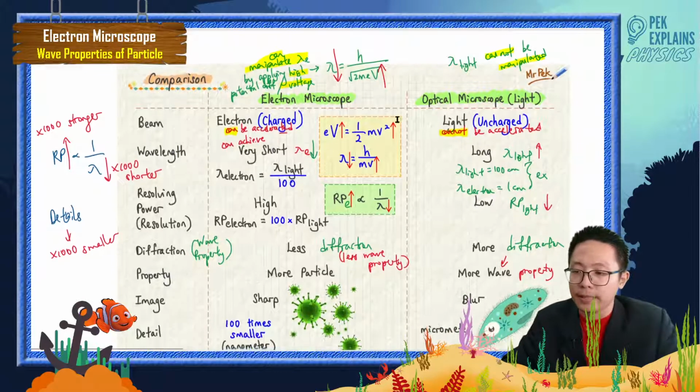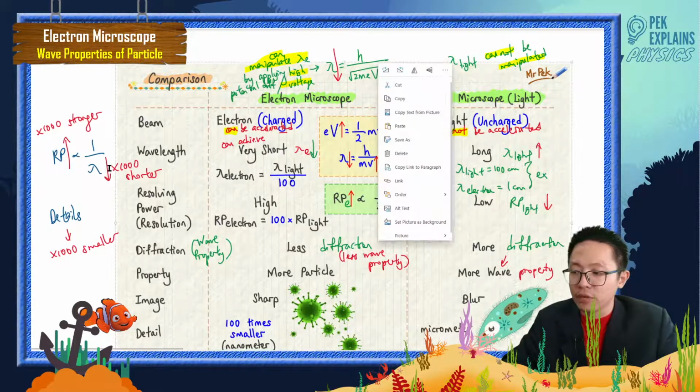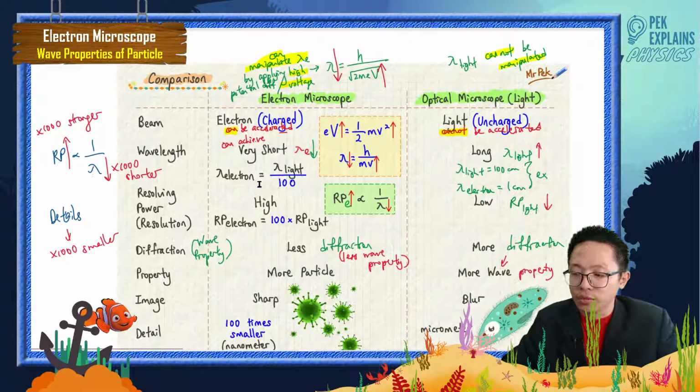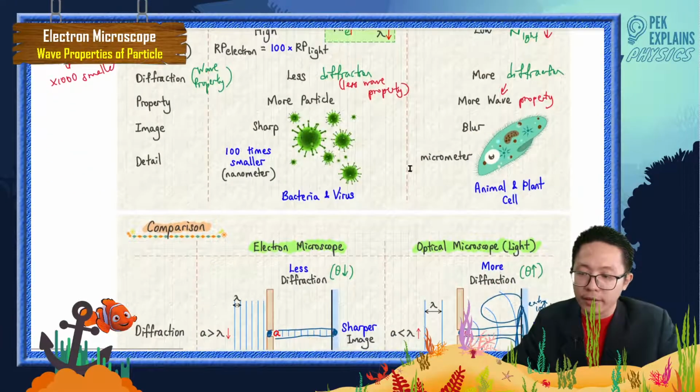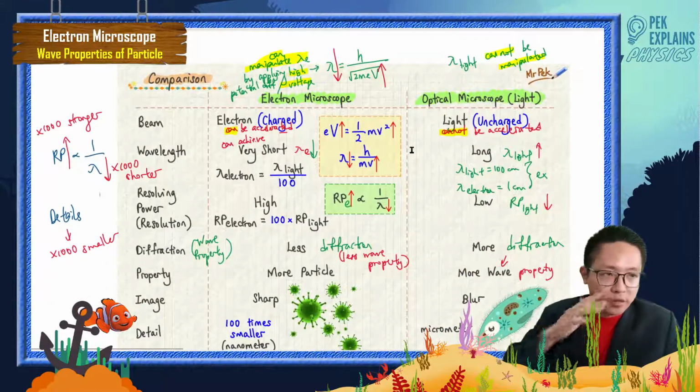Okay. So how do we change the wavelength? Manipulate the voltage by using high voltage. By using high voltage, you can get a very short, small wavelength. Okay. I think that's it for this comparison. I think it's very clear enough.